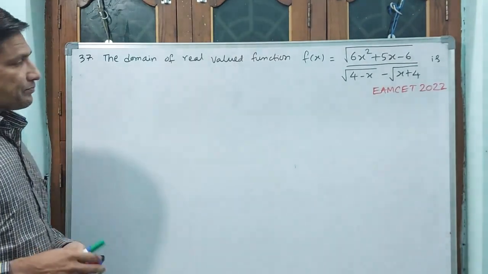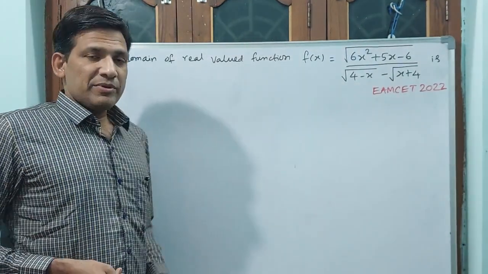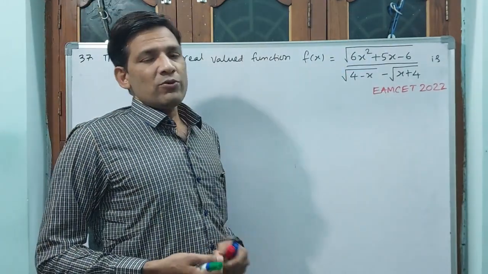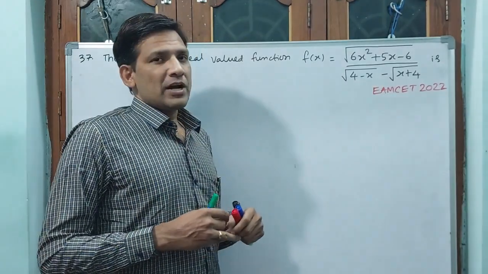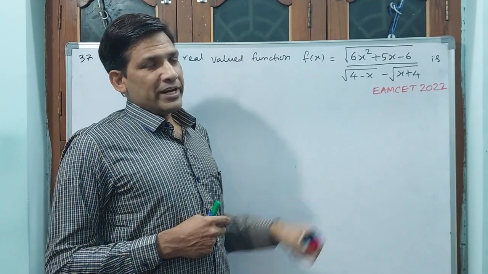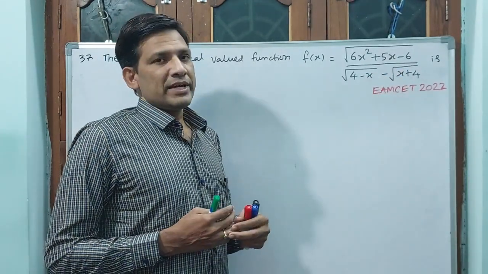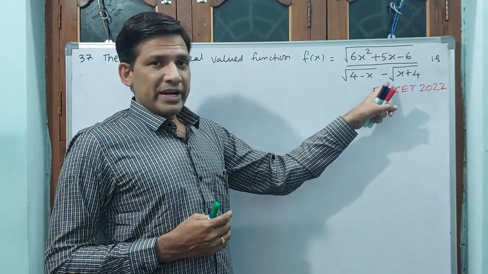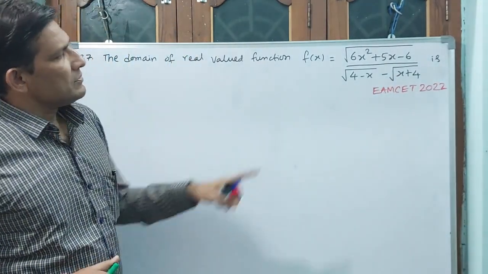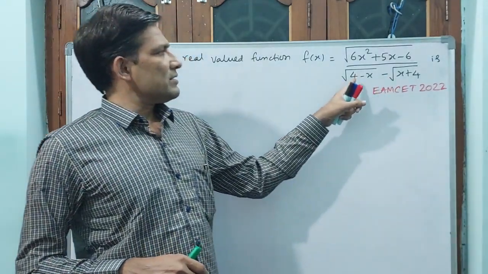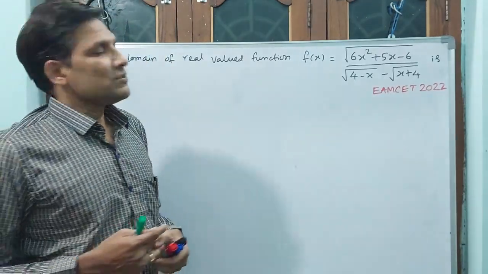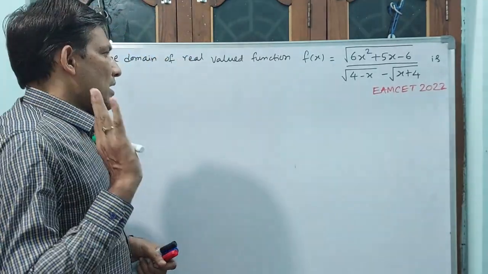See here, they are asking the domain, that means the input. What input can you give? Normally we know that in a square root a negative number should not come. That means the numerator should be greater than or equal to 0, and the denominator should be greater than 0. Overall the denominator should not be 0. Negative also is okay, but since all are in square root, negative normally will not come. That is one thing. Okay, let us see.